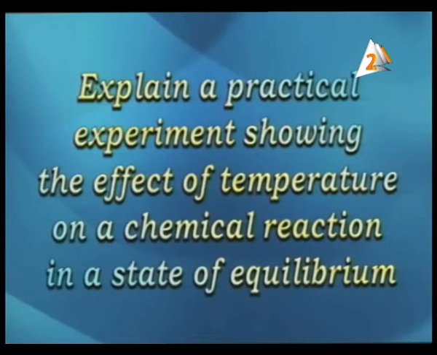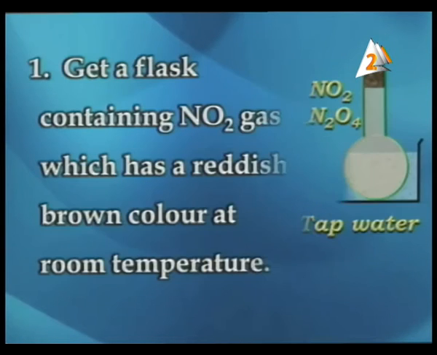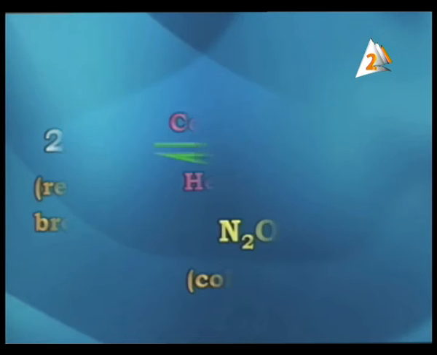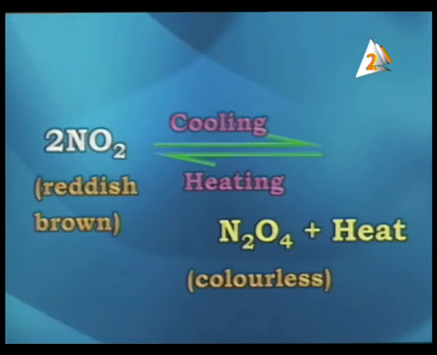Next type of question, my dear student: explain a practical experiment showing the effect of temperature on chemical reaction in a state of equilibrium. As shown on the screen, get a flask containing nitrogen dioxide gas which has reddish brown color at room temperature. As the equation proceeds, 2NO2 that has reddish brown color gives N2O4 and heat in exothermic reaction.